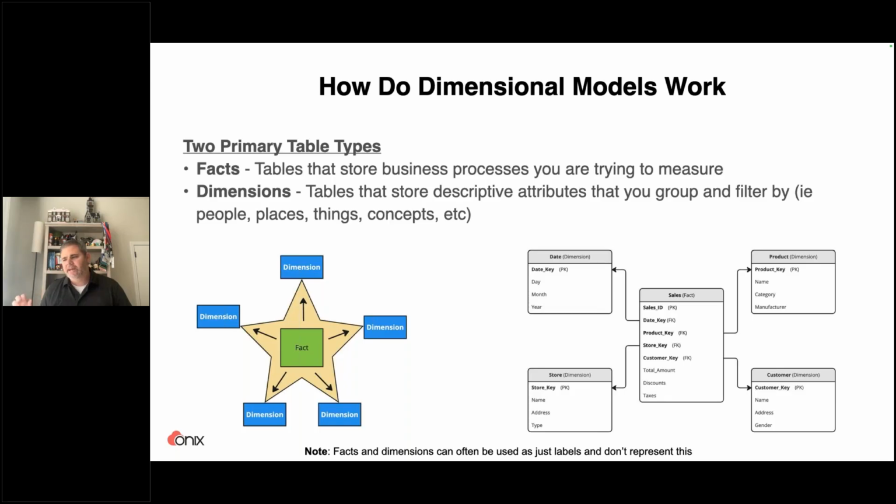Quick note here, facts and dimensions can oftentimes be used just as labels, and they don't oftentimes represent what you are seeing here. There are some vendors that I've seen that teach kind of an iterative approach to dimensional modeling, where it'll call things dimensions, but they're not really dimensions, or it'll call things facts, but they're not really facts, where effectively facts are created to be one big tables. You don't end up with this structure, this kind of foundational model of how things connect.